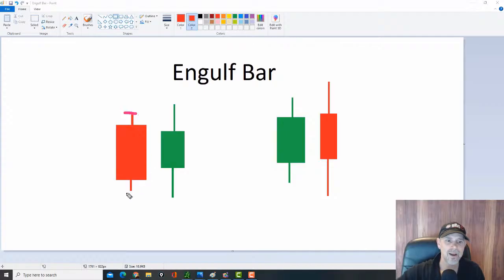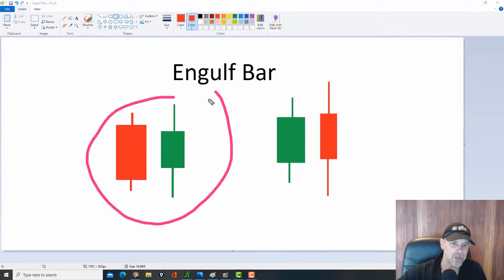So you've got this bar right here. This bar's red. And then let's say you get this bar right here. Now this bar doesn't even have to be green. All you're doing is looking at the wicks. As long as this wick is above this wick and this wick is below this wick, it engulfs it, and this is an engulfing bar. So this is the engulfing bar.